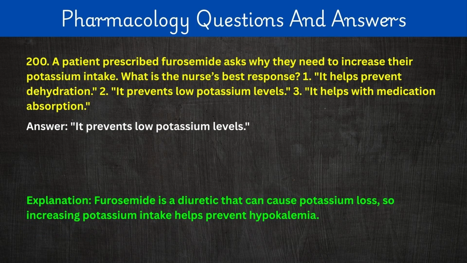200. A patient prescribed furosemide asks why they need to increase their potassium intake. What is the nurse's best response? 1. It helps prevent dehydration. 2. It prevents low potassium levels. 3. It helps with medication absorption. Answer: it prevents low potassium levels. Explanation: furosemide is a diuretic that can cause potassium loss, so increasing potassium intake helps prevent hypokalemia.